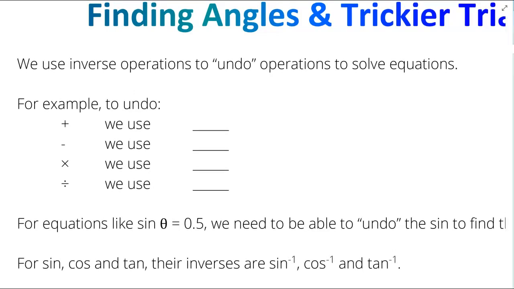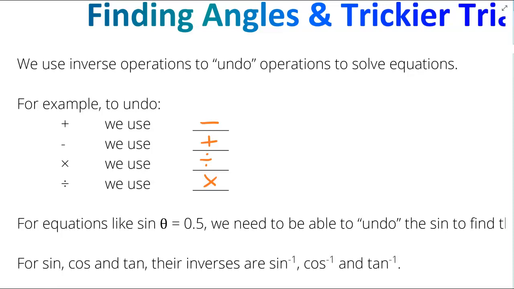We should know that when we undo a plus, we use subtract. We use the inverse operation. When we undo a subtract, well, no prizes for guessing that's a plus. When we undo a times, what do we use? Divide, and vice versa, right? So the question for us is, we've got to undo a trig ratio.